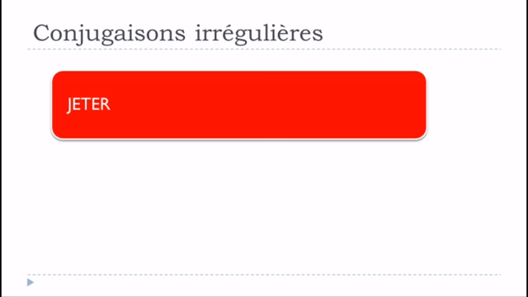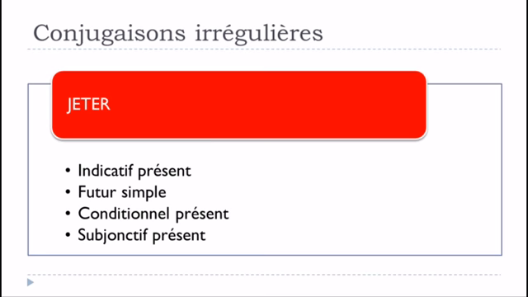And that's it. So keep in mind that all the verbs that belong to this jeter family, in the indicatif présent, futur simple, conditionnel présent, and subjonctif présent, will have the little changes that we saw. For all the other tenses, there are no modifications, just follow the rules that we saw previously.